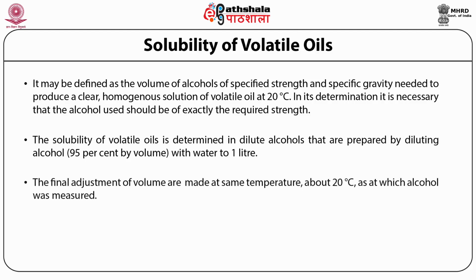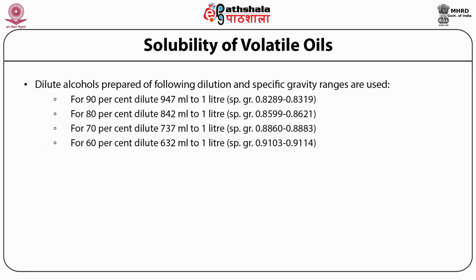The final adjustment of volume is made at the same temperature, about 20 degrees Celsius, at which the alcohol was measured. Dilute alcohols prepared of the following dilution and specific gravity ranges are used. So for 90% dilute, 947 ml are diluted to 1 liter, while for 80% dilute, 842 ml are diluted to 1 liter.